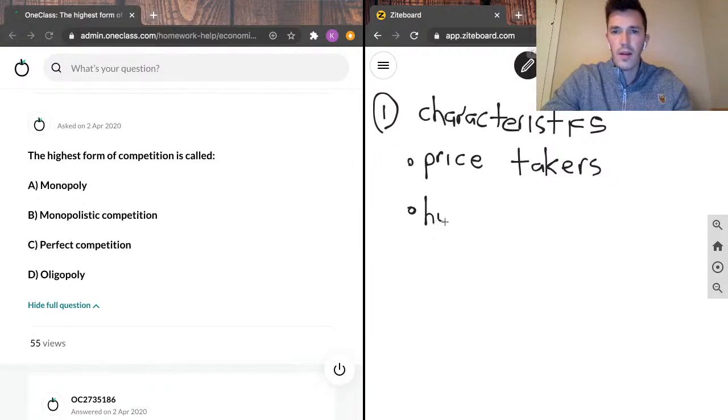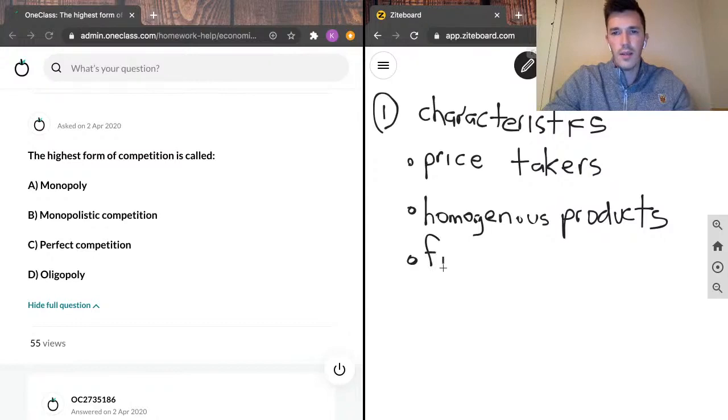All firms in the market are selling homogeneous products. This means they're selling products of similar quality, essentially indistinguishable from each other. Think if you go to the grocery store for mushrooms, they're all just mushrooms. They're really not any different from one another. There's nobody selling notably better, more expensive mushrooms. So we've got all homogeneous products.